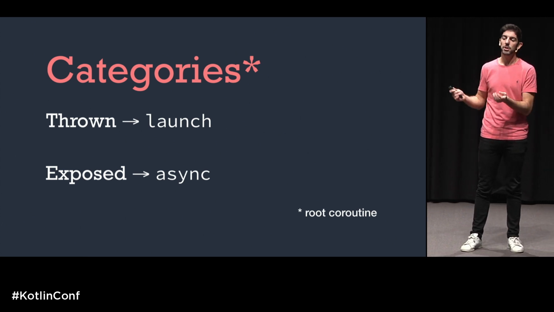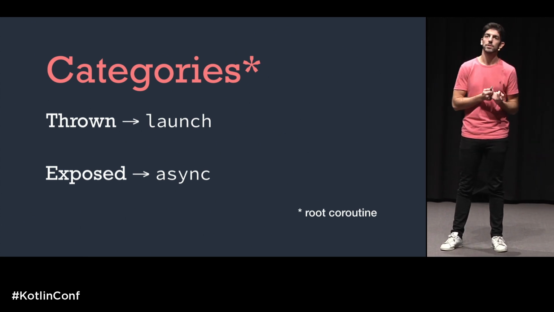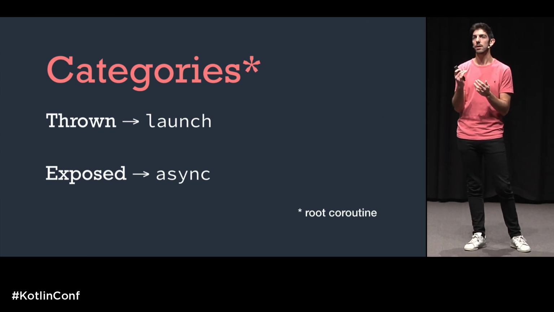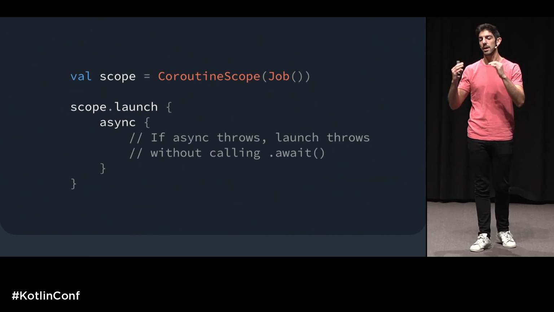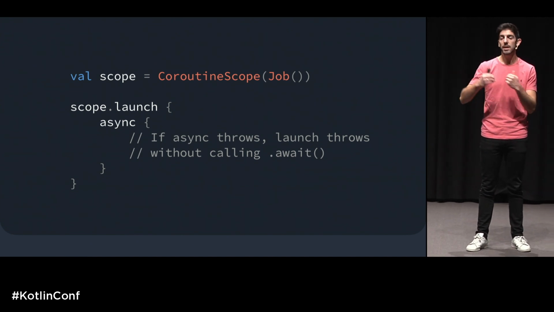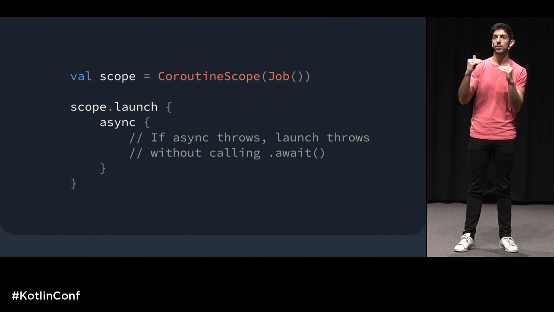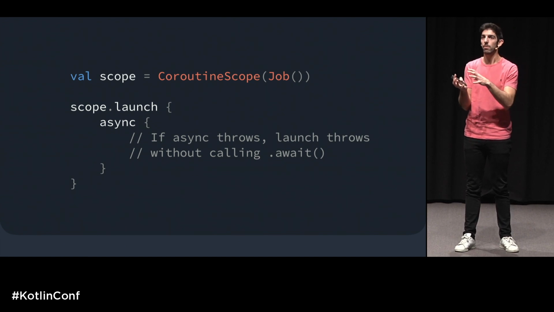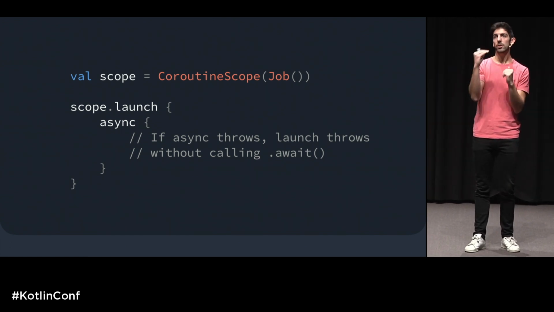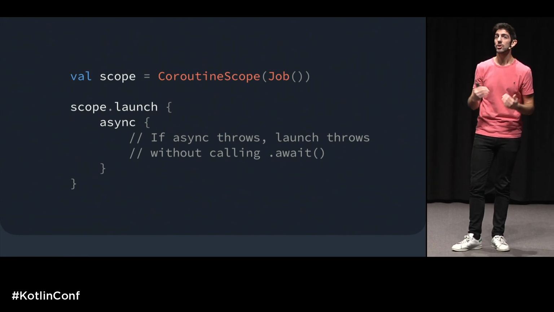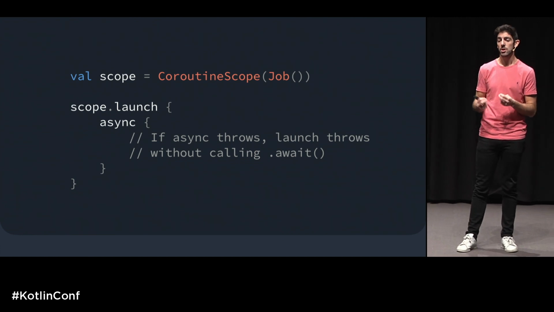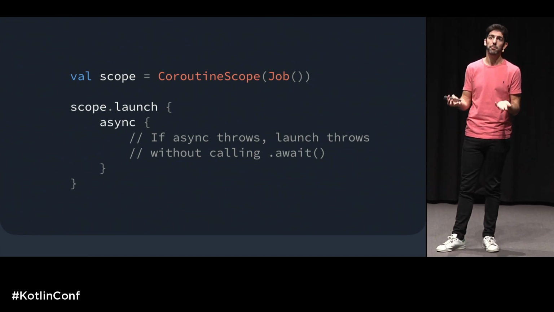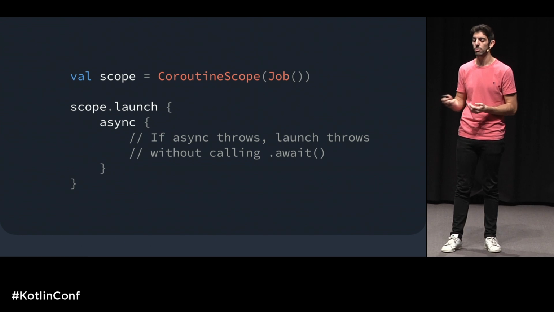Just a caveat here: this works with a root coroutine. A root coroutine is the direct child of a scope. For example, here we have a launch with an async nested inside. If async fails, it is going to notify the parent because both are jobs. It is going to notify the parent, which is launch, and launch is going to automatically propagate that exception. So here, not calling await is not going to make any difference. The exception is always propagated.